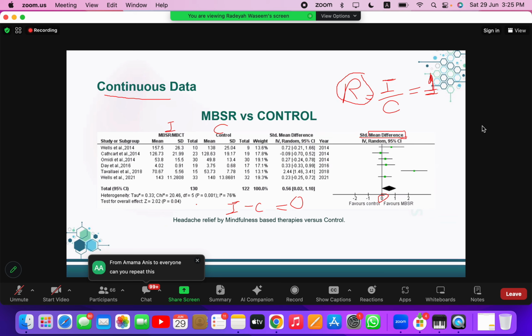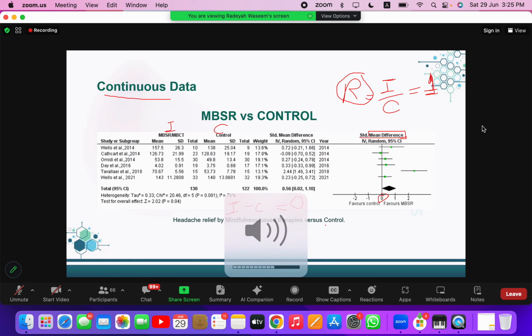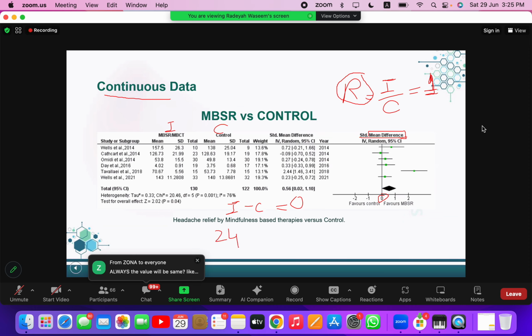You're calculating the difference between both values. Difference means you're subtracting both the values. If both of your values are the same, for example, if your mean for the intervention group was 24 and the mean for your control group is also 24, you will subtract those values. There is no difference. So your answer will be 0, right?